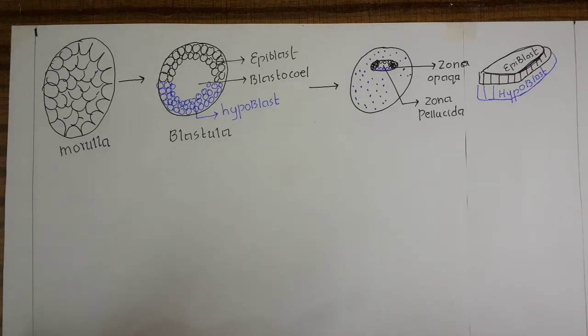And the central clear region having the cavity is called zona pellucida, having transparent fluid in it so light can pass through it. It is called zona pellucida. The next diagram that I have shown is the 3D diagram of the epiblast and hypoblast, showing how these two germinal layers are on the embryo.